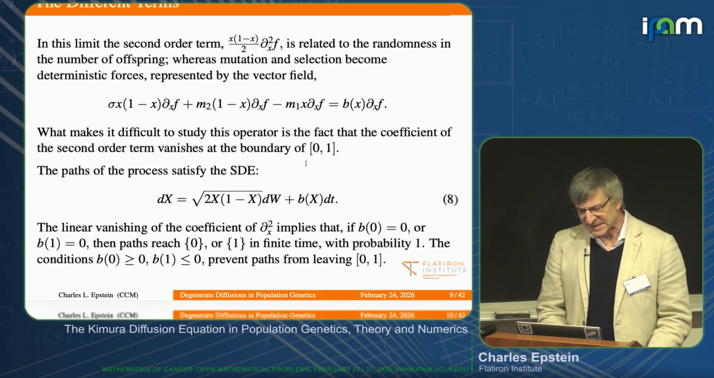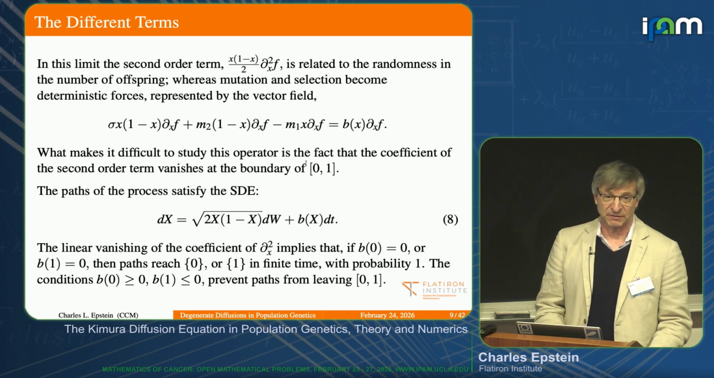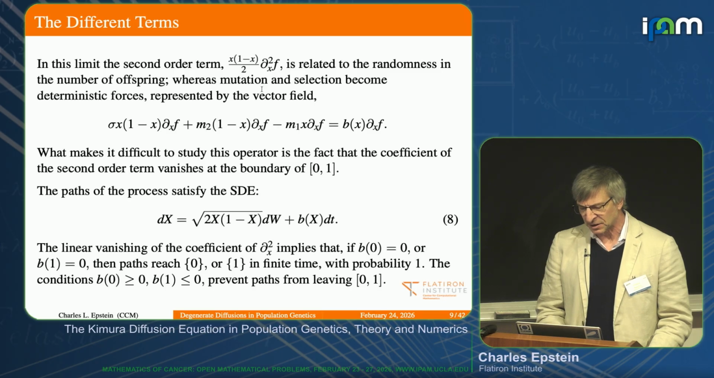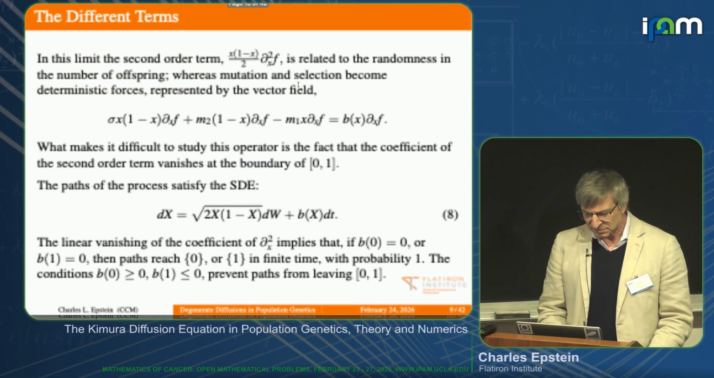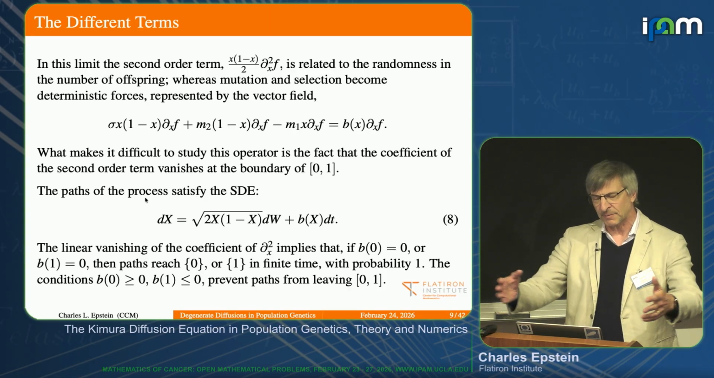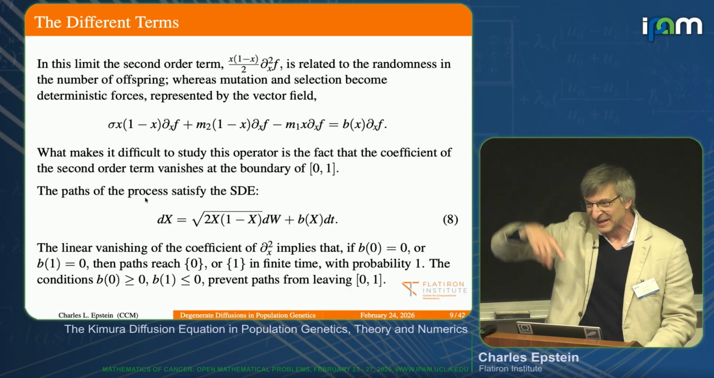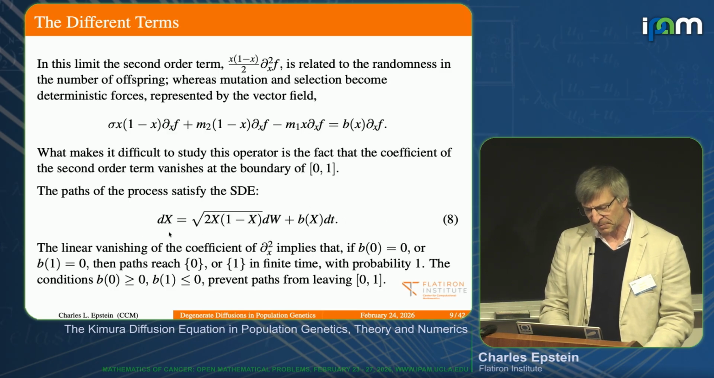Okay, what makes it difficult to study this operator, both from the perspective of analysis and from the perspective of numerical analysis, is the fact that the coefficient of the leading order term vanishes at the boundary. So you can think about having a stochastic process where you have paths. The paths of the process satisfy this SDE. So dx, the differential in the path, is square root of 2x(1 minus x) dW, which is some kind of white noise process, plus the vector field b of x times dt. So the drift is b of x dt.